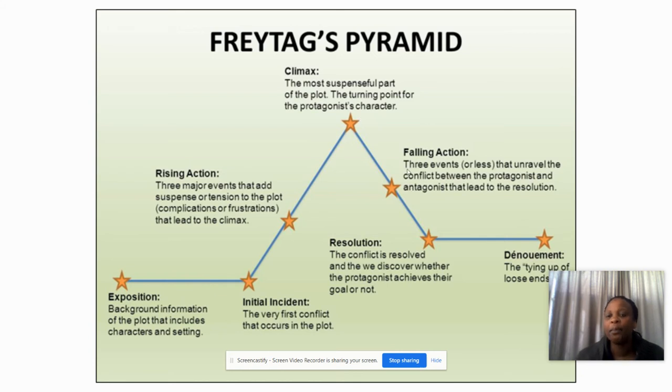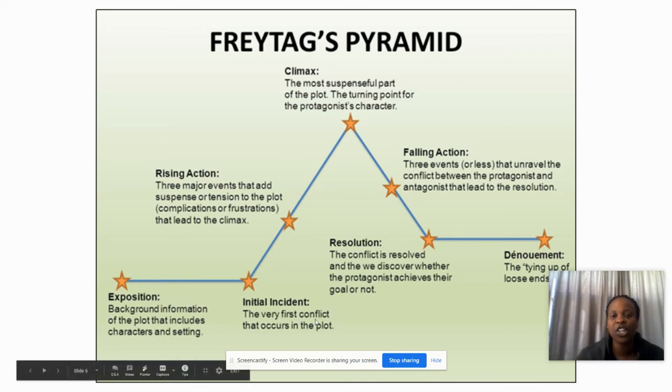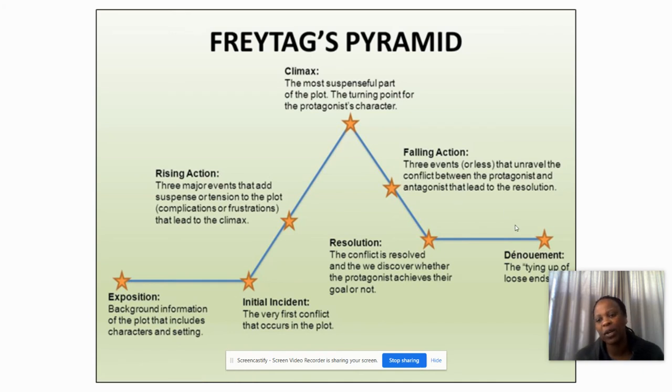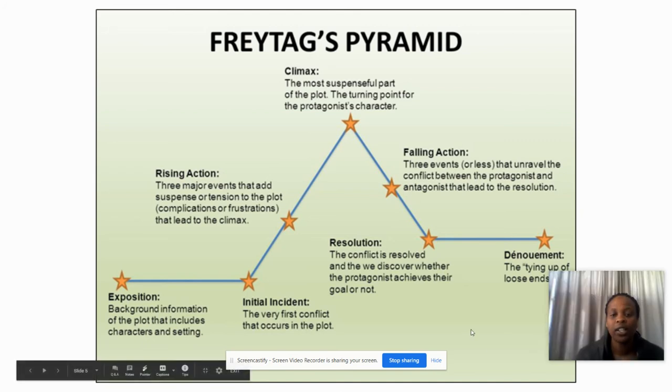Okay, falling action is 3 events or less that unravel the conflict between the protagonist and the antagonist, the good guy and the bad guy, and that lead to the resolution. Then the resolution is that the conflict is resolved, and then the last bit is the tying up of loose ends. Okay, so you have to choose an exposition, and you have to choose another aspect of this for it to work. Okay.